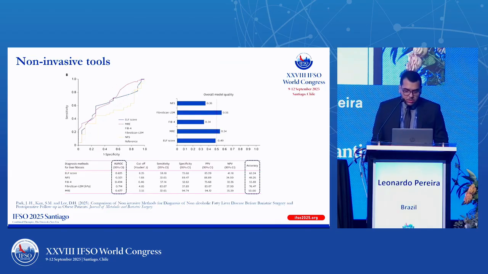These are the current tools we use to diagnose liver fibrosis without biopsy. Several non-invasive methods exist, like FIB-4, NFS, ELF score, FibroScan, and MRE. But there is a catch. These models were created and validated mostly in people with normal weight. So, when we apply them in a population with obesity, their accuracy drops, and that's our patients.